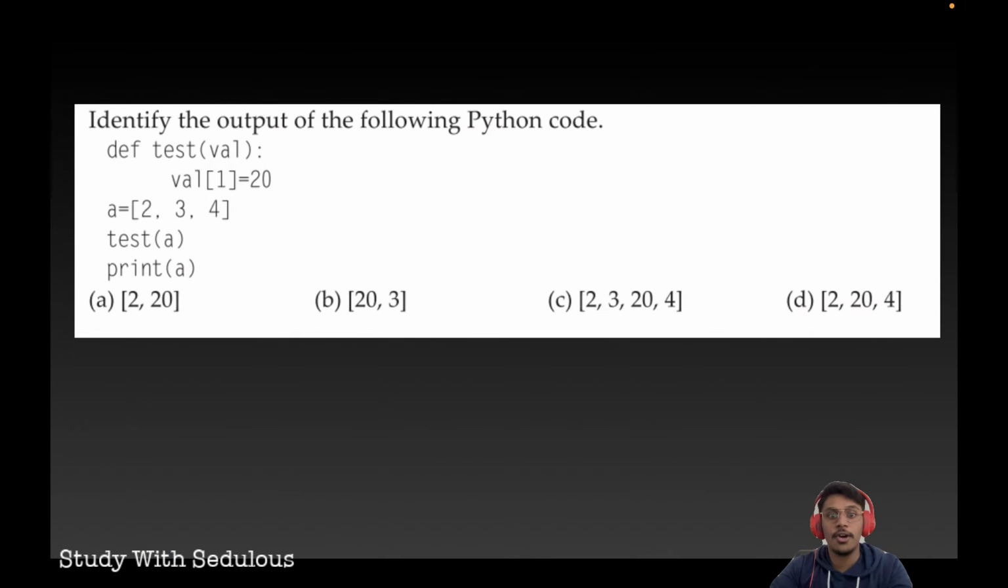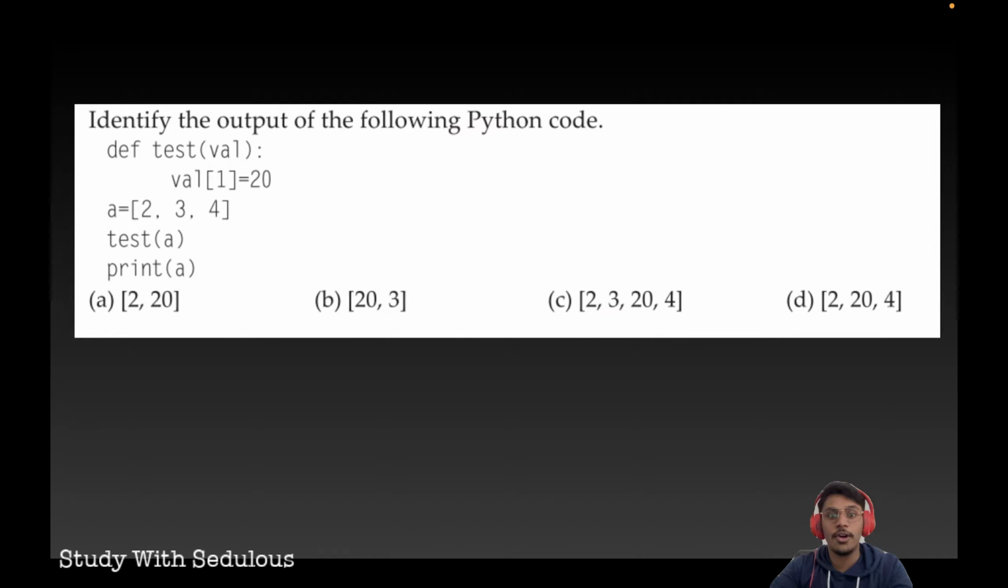Identify the output of the following Python code. def test(value): value[1] = 20. Then a is [2, 3, 4]. test(a), print(a). First, how does this go? Program line number 1 is def, so we'll go from def, then it will skip the function because it is not called at all. So I'll just go to a is [2, 3, 4]. The computer knows, okay, this is [2, 3, 4], fine.